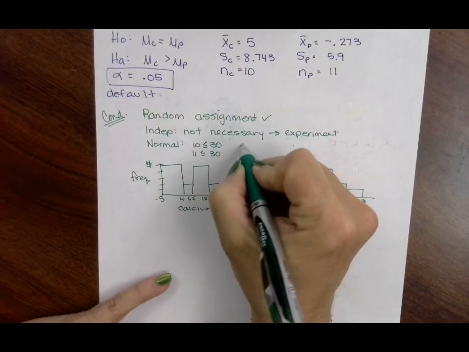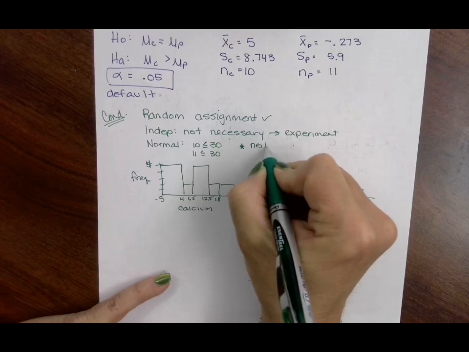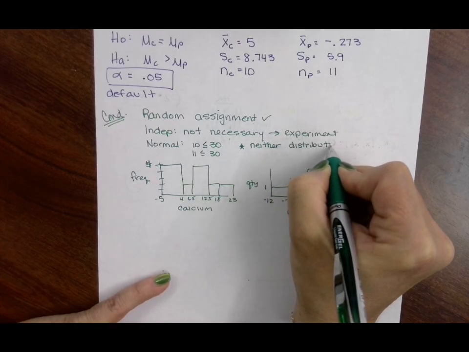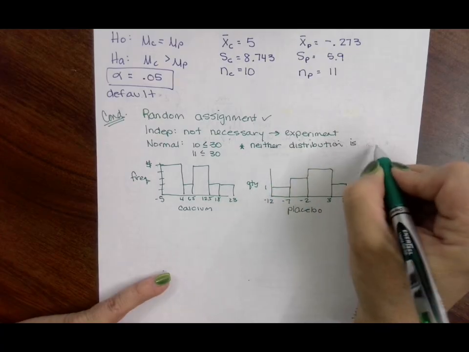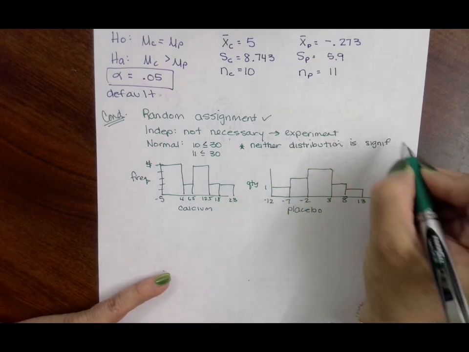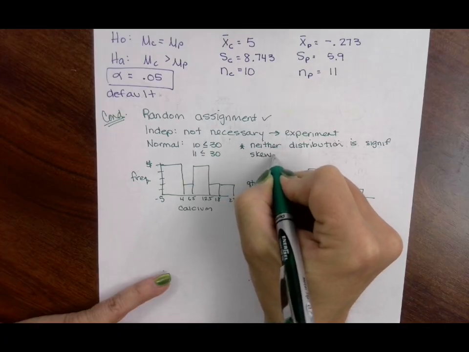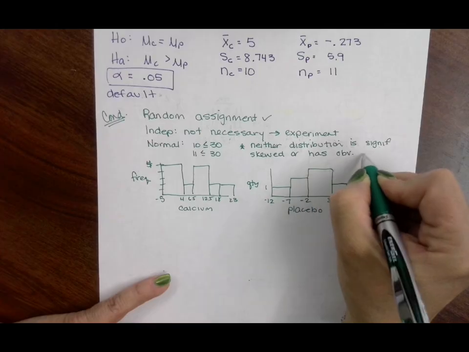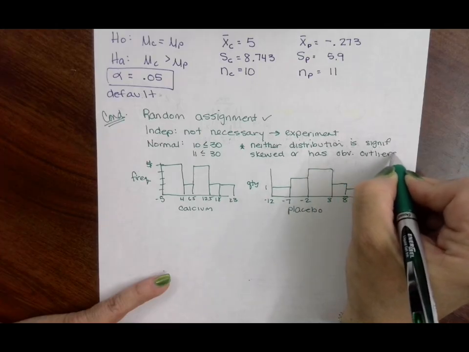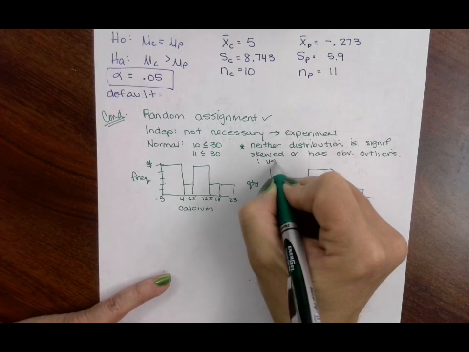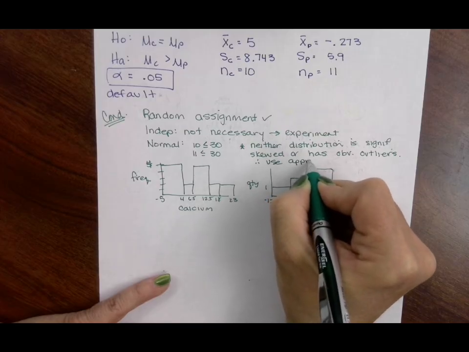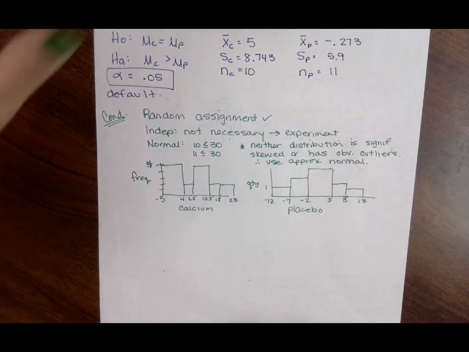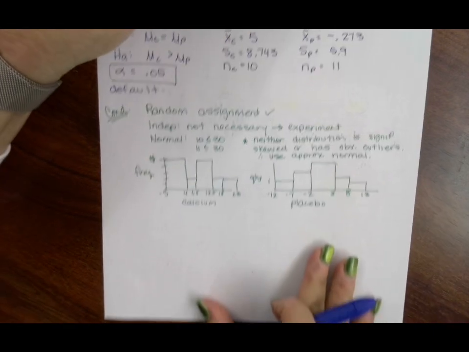So what I'm going to say here is that neither distribution is significantly skewed or has obvious outliers. Therefore, assume approximately normal. All right, let's get into the calculations now.